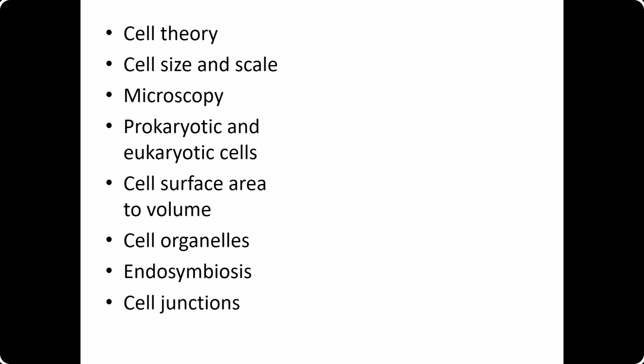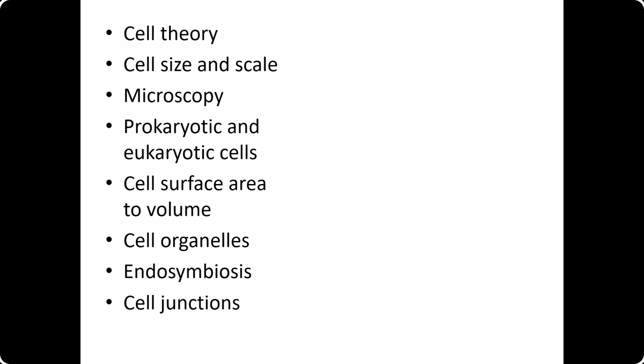So we made it through the cell chapter. We talked about the components of cell theory. Cells are the smallest unit of life. Cells come from pre-existing cells, and all living things are made up of at least one cell. We talked about cell size and scale. Generally speaking, cells are small because that means they have more surface area available to exchange materials with their environment.